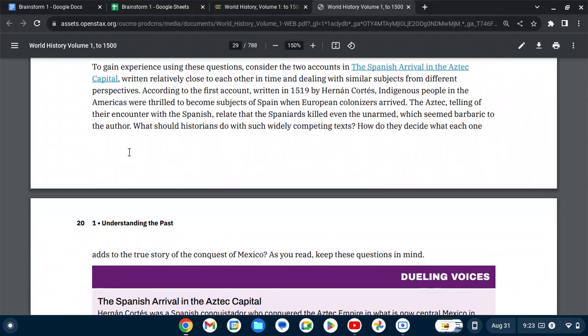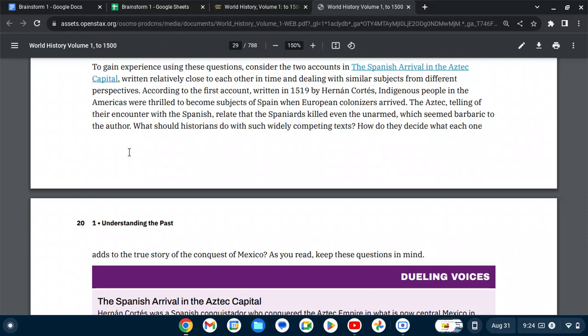To gain experience using these questions, consider the two accounts of the Spanish arrival in the Aztec capital, written relatively close to each other in time and dealing with similar subjects from different perspectives. According to the first account, written in 1915 by Hernan Cortez, indigenous people in the Americas were thrilled to become subjects of Spain when European colonizers arrived. The Aztec telling of their encounter with the Spanish relates that the Spaniards killed even the unarmed, which seemed barbaric to the author. What should historians do with such widely competing texts?